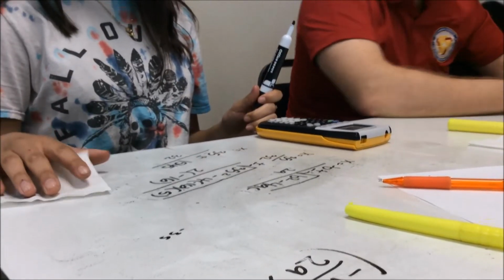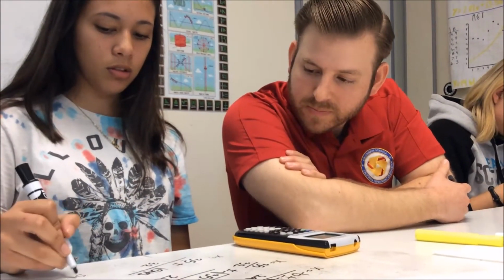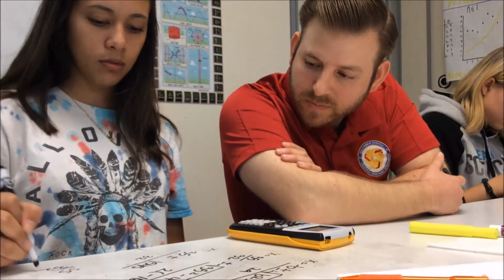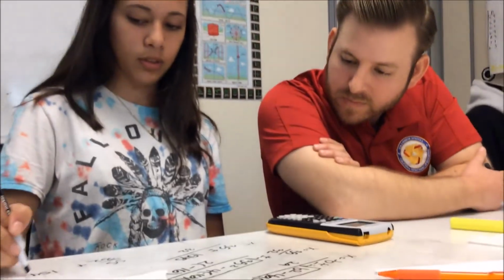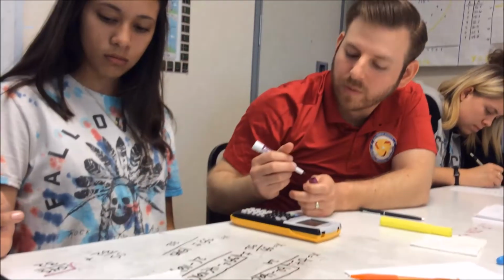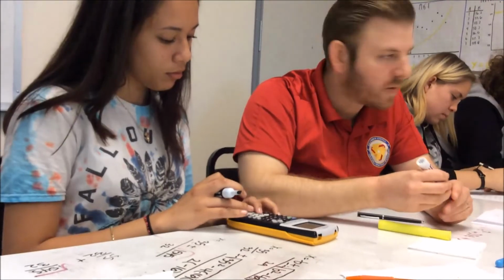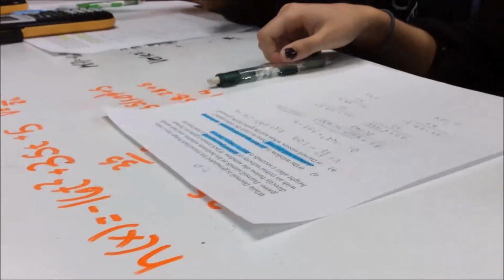It's 32 over 32 plus the square root of 1545 over 32. This needs a square root. Negative 32? Yeah, square root, because remember this right here. Here you go. Okay, that's a good one.